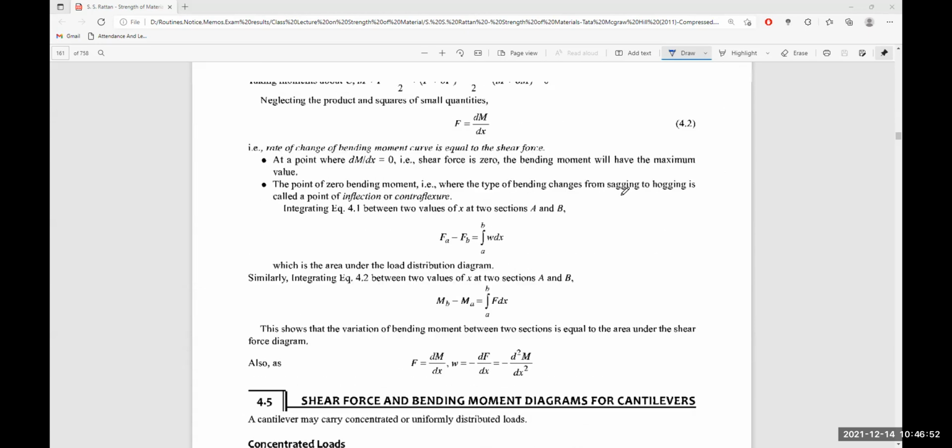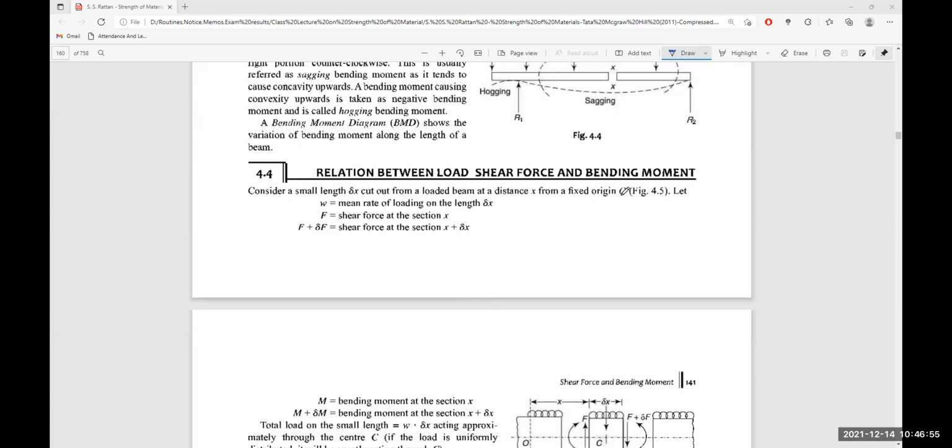Yesterday, we went through the relation between shear force and bending moment. We imagined a small length segment delta x cut from a loaded beam at a distance x from a fixed origin, and let w be the mean rate of loading on the length delta x. Shear force F is at the section x, and shear force F plus delta F is at the section x plus delta x. M is the bending moment at the section x, and M plus delta M is the bending moment at the section x plus delta x.